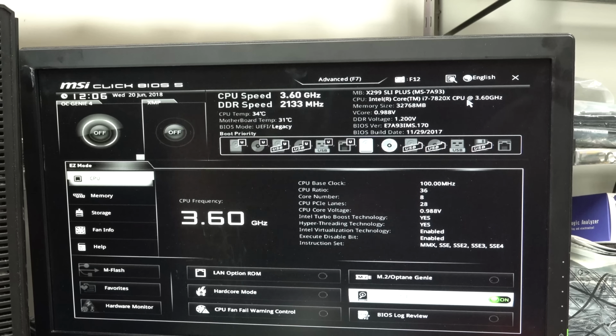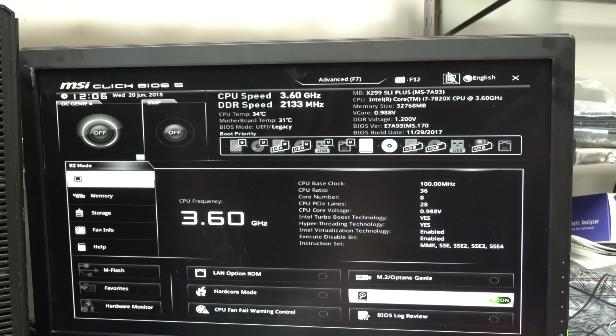And we press delete, and we're in like Flynn. Check it out. It's all very monochrome, isn't it? Oh, I've got a splash of colour down here. All right, so our CPU base clock, 100 megahertz. CPU ratio 36, core voltage 0.988 volts, Intel Turbo Boost, and so on. Where's our... there it is. Yeah, i7 7820X CPU, 3.6 gig.